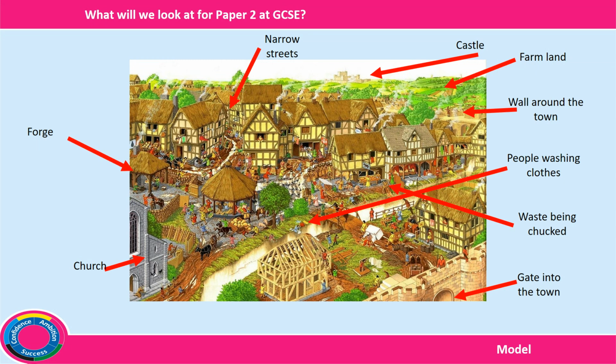Furthermore, you can see the narrow streets with pictures above the shops to show what they were. Now, most people at this time could not read or write, so pictures were a really great way of showing what a particular shop was trying to sell. You can also see things like the marketplace.